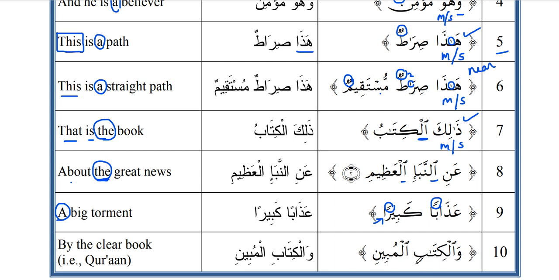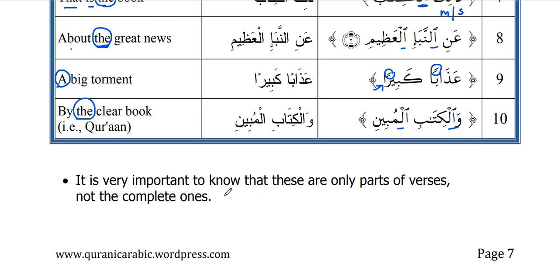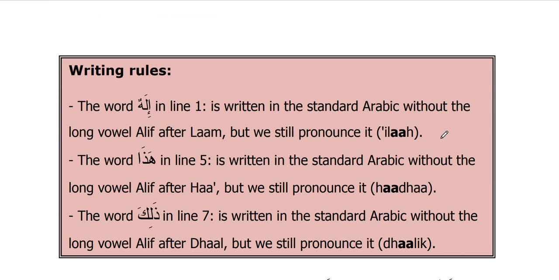Wal kitabi al mubin, al and al. So the clear book. The clear book, that is the Quran. What is the clear book? The Quran. It's referring to the Quran. So these are all just parts of sentences from the Quran, not the whole ayah. Now in this box we are just going to read it quickly to tell you what the rules are here. The word ilah, as I explained, you don't find an alif saghira after lam.